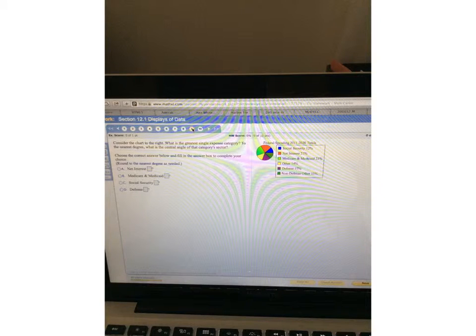So what I've done is taken a picture of one of your homework problems. You can see that in your homework, all that it's going to ask you to do is take those percentages that you see over on the side and turn them into degrees. So you're going to take each of them and multiply them by 360. Now let's look at another homework problem.